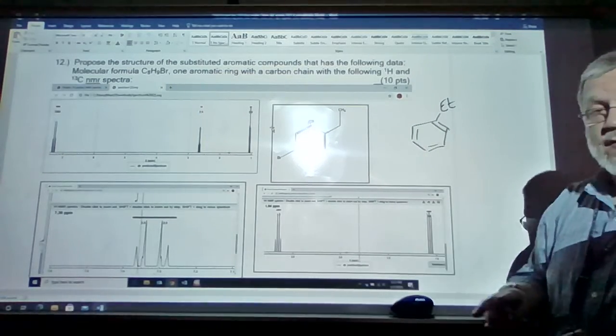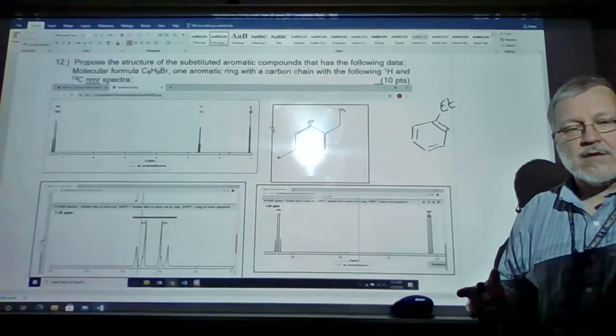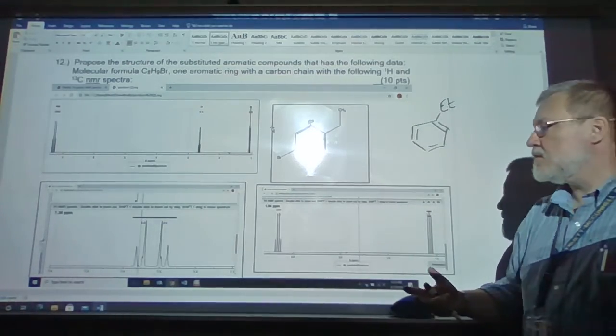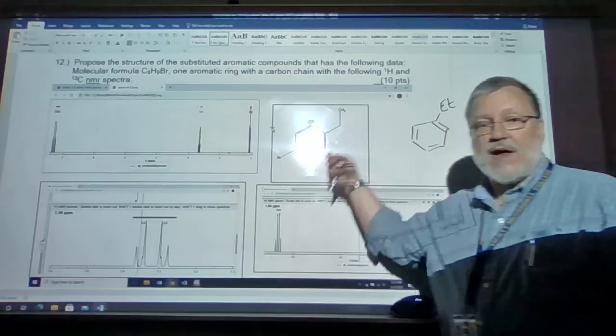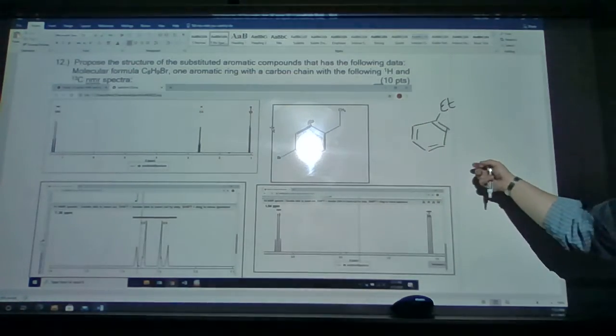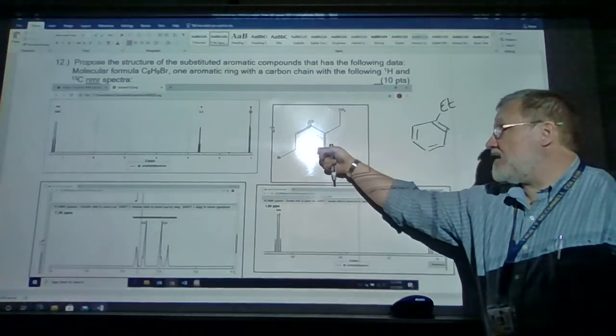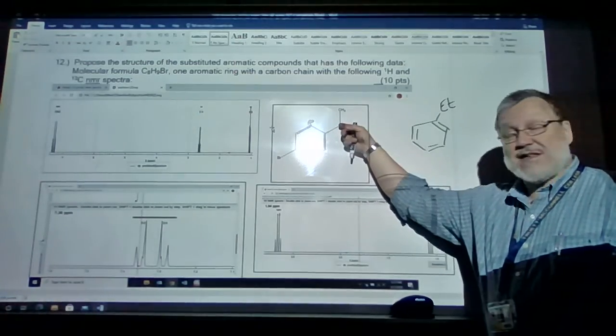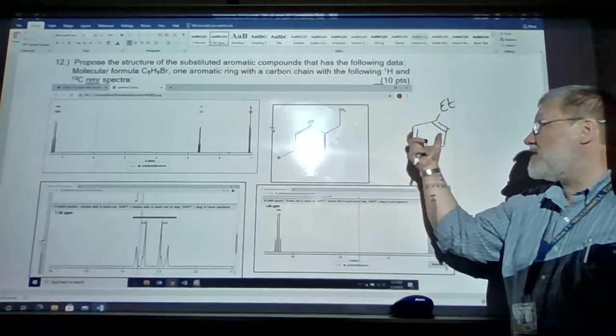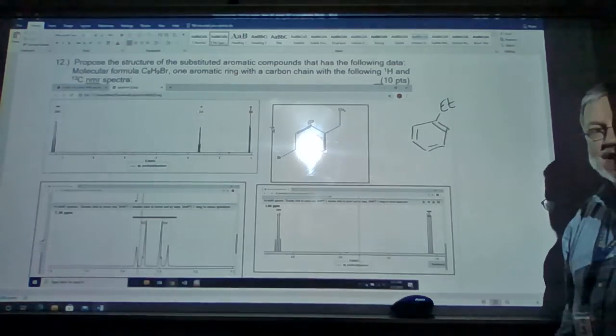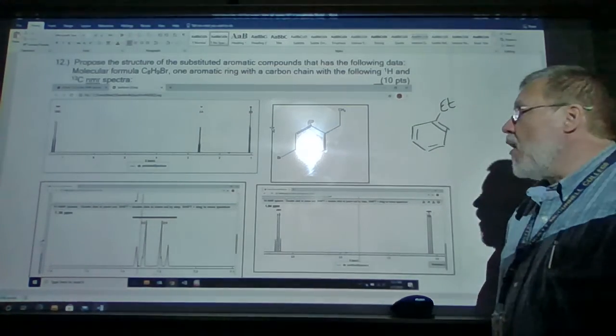Well, what's the only element we've not accounted for in our formula? Bromine. So we have to have a bromine position. We've taken care of all the other carbons. We've got C6 and then a CH2, CH3. That's 8 carbons. The only other thing that we haven't accounted for is our bromine.